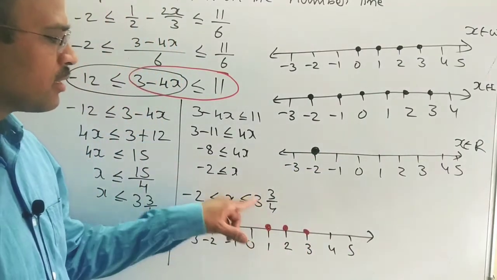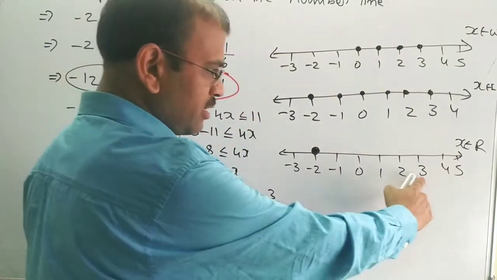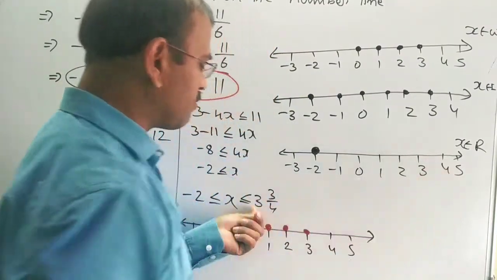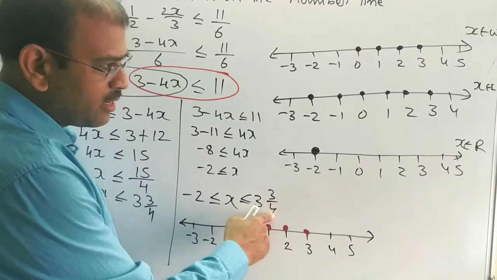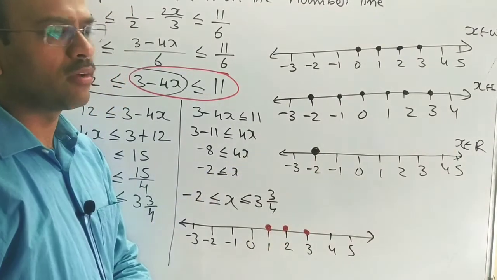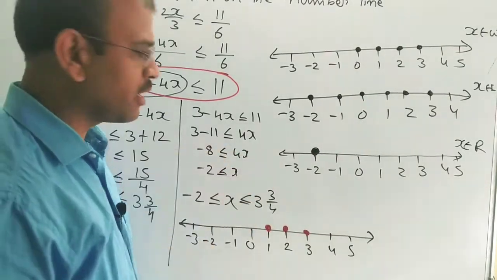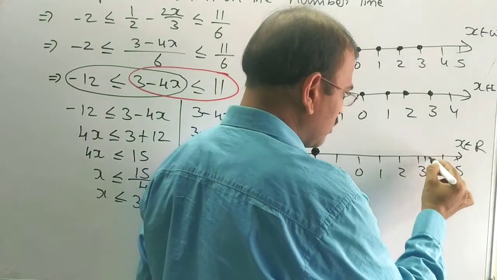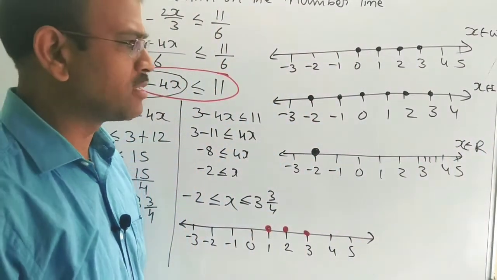Now next is 3 upon 4. So we know that this is the 3. Between 3 and 4, how many parts are divided? 4 parts. Whatever the denominator is, you have to divide that interval into that many parts. It is not compulsory to take the exact measure. Normally you approximately calculate. 1, 2, 3, 4 parts. I have divided it into 4 parts.